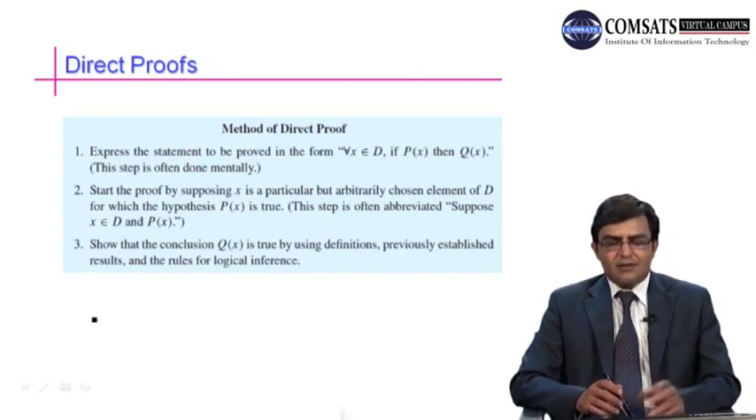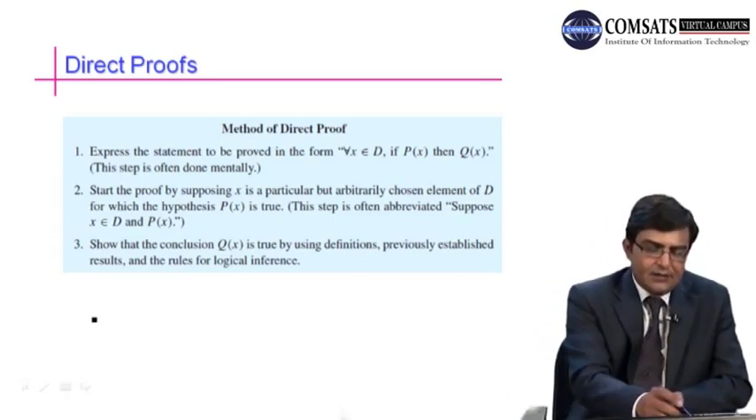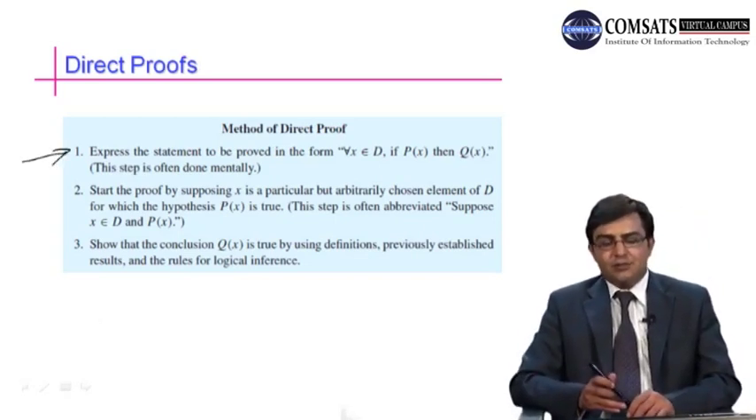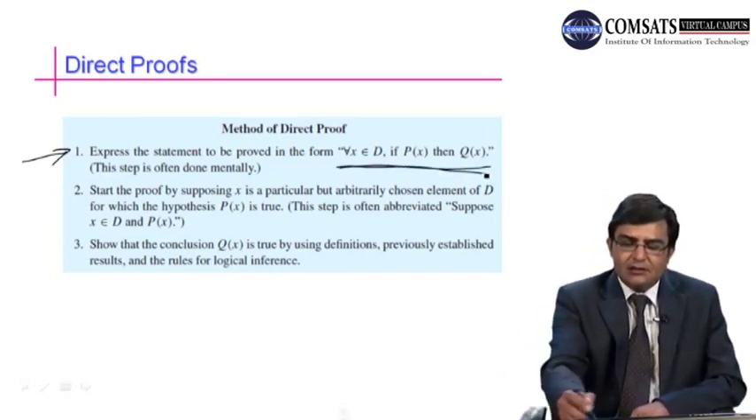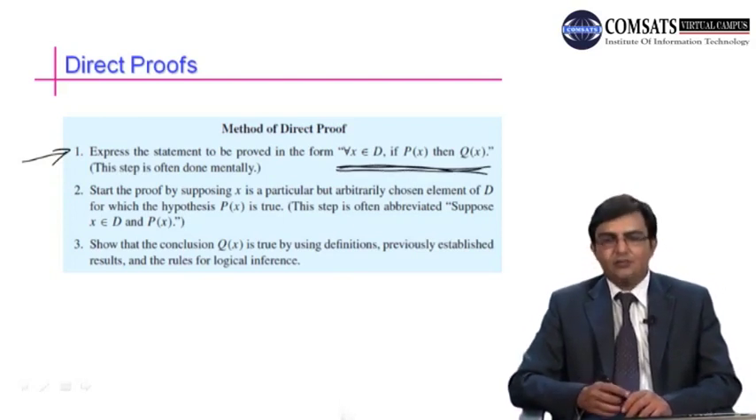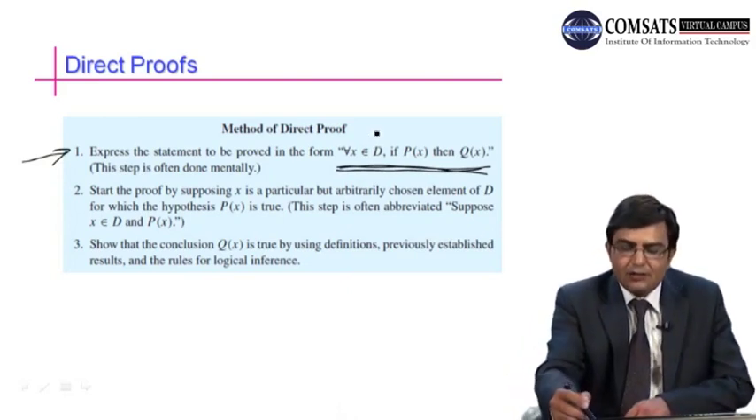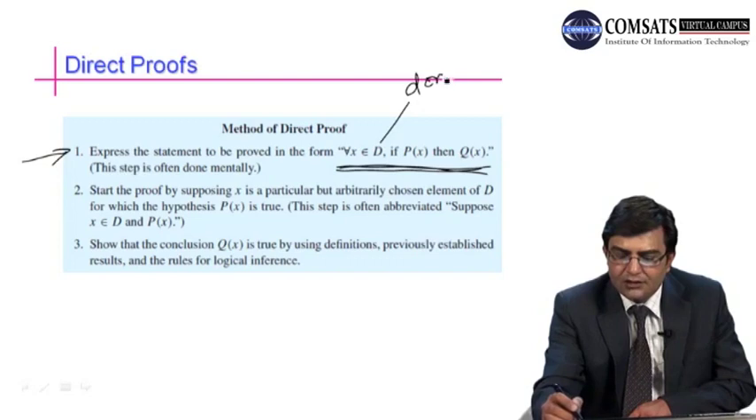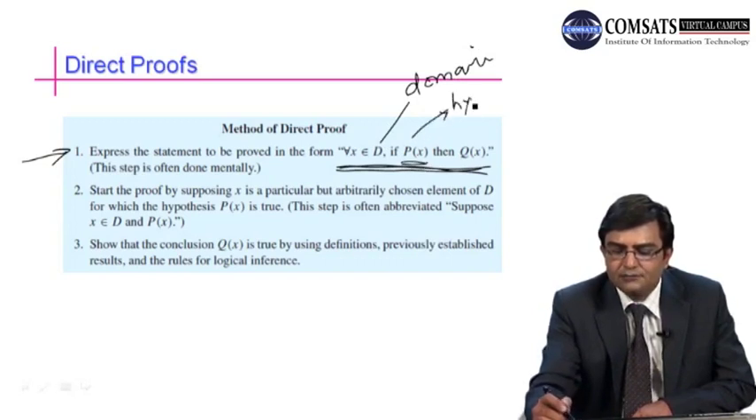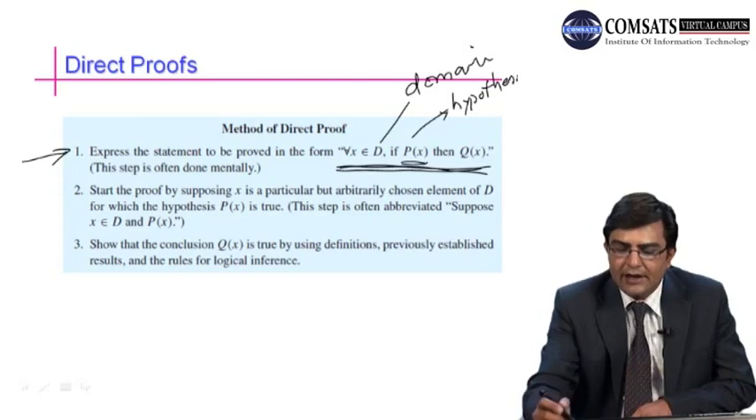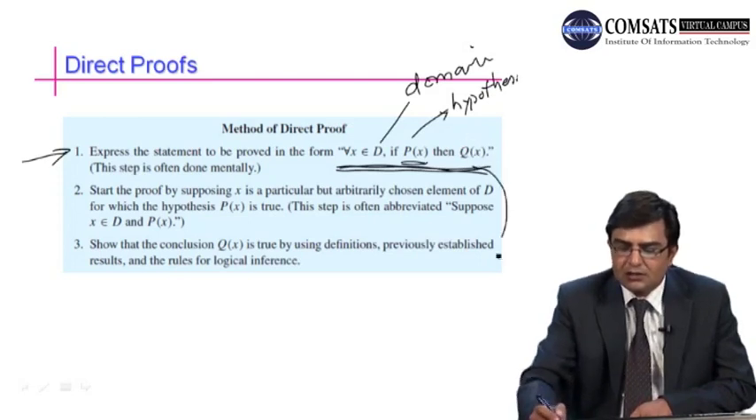There are three major steps in direct proofs. The first step is express the statement to be proved in the form of universal statement. This is basically universal conditional statement, as we have studied in logic. For all x belongs to D, where D is the domain. This P of x is basically called hypothesis, and Q of x is called what? Conclusion.